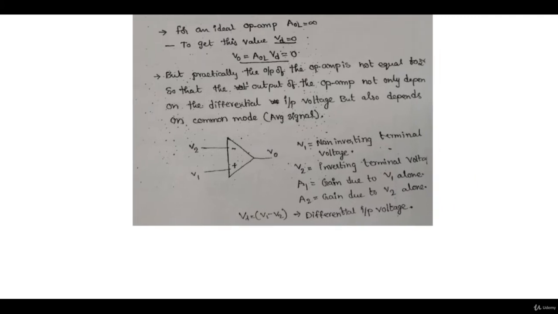Now look at V1 and V2. V1 is given to the positive terminal, the non-inverting terminal. V2 is given to the negative terminal. A1 is the gain we are taking due to V1 alone. A2 is the gain we are taking due to V2 alone. And VD is V1 minus V2. So then what will happen?